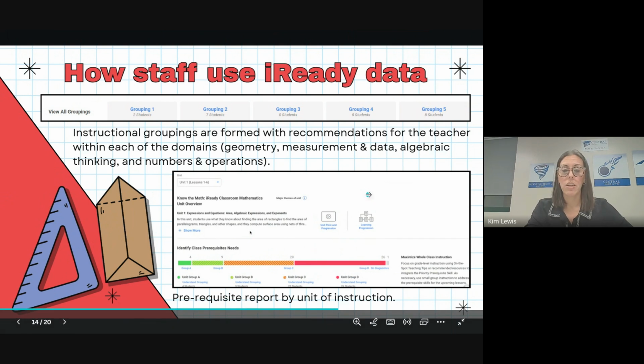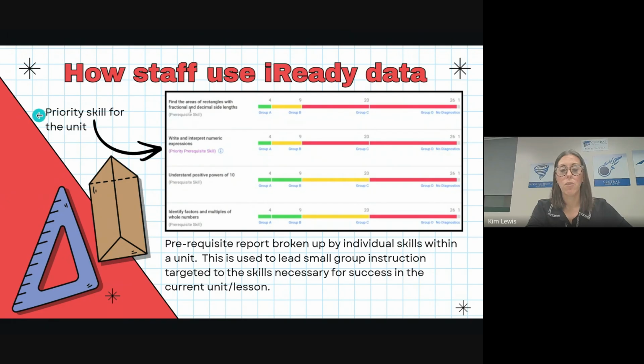for the unit. And then it also will break it down by individual skills. So here you'll see in this example, it's even told us what the priority skill is. So within this lesson, this write and interpret numeric expressions is the priority skill that they need to focus on. They should spend most of their time filling those gaps to help overall success as the lesson and unit continues.